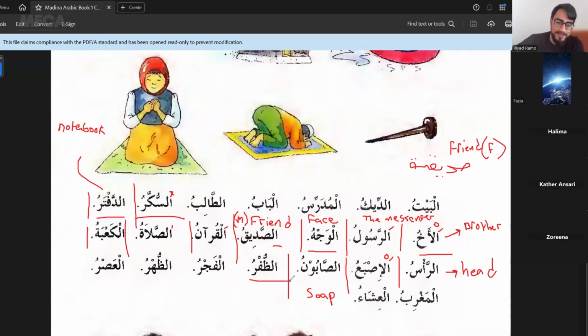Zarina, next one. This is the name of it. The word before Fajr. Al-dhufru. Very good. And do you know? Fingernail. Dhufru, yeah, fingernail.